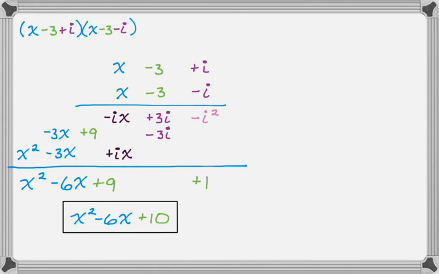Now what's interesting is if you set that equal to 0 and use the quadratic formula to find the zeros, what you're going to end up getting is 3 plus i and 3 minus i, and that's very related to the problem that we just did, so you should probably try that and see if you can figure out what I'm talking about. Anyway, hope you found this helpful, and good luck.